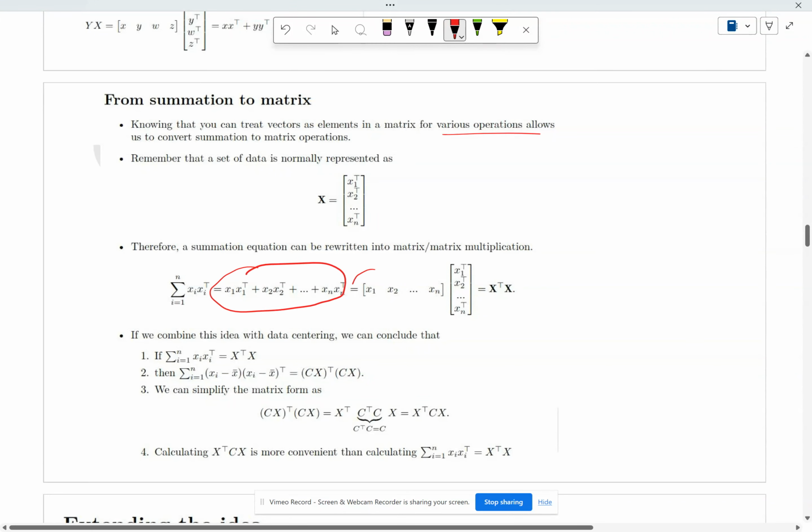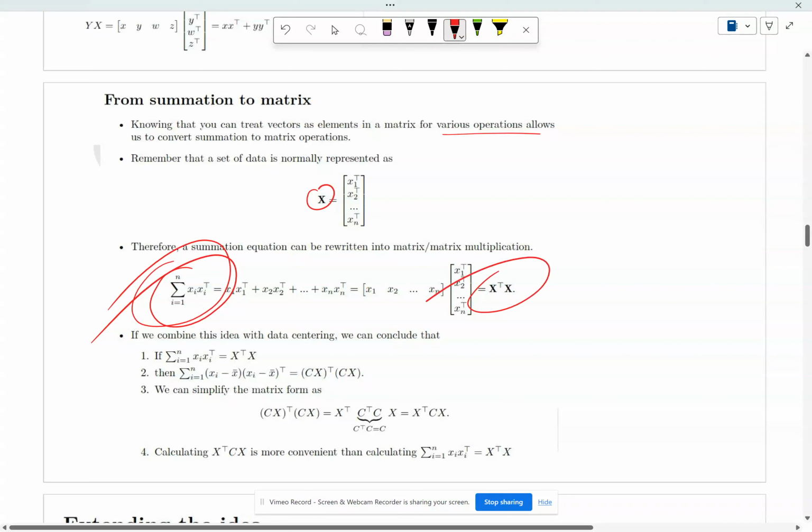notice how by viewing a matrix as vectors of vectors, it really simplifies a lot of the operations. And therefore, what is this? I told you this is just x. So this is just x times x transpose, right? So now what we did is convert this summation into a matrix multiplication.